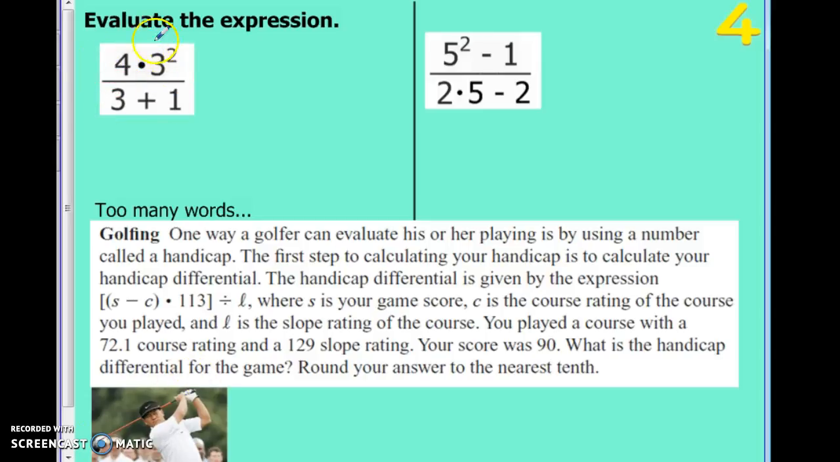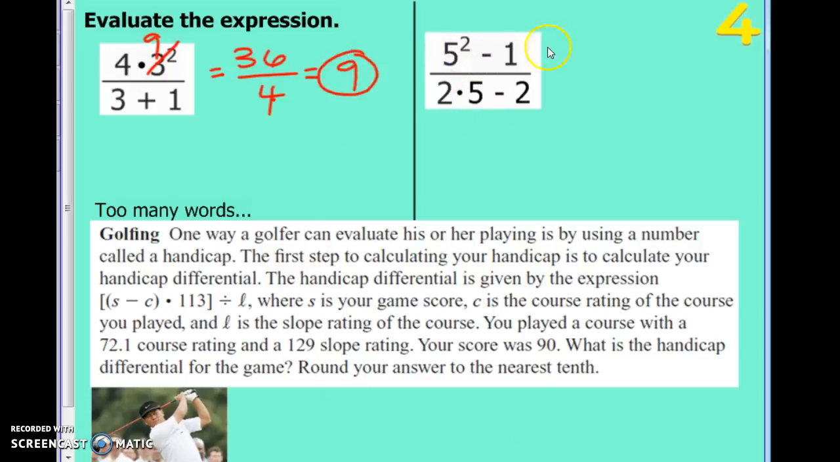So simplifying the top first, order of operations, we're going to do our exponent first. 3 squared, or 3 times 3, is really just 9. So on the top we have 4 times 9, which is 36. On the bottom, 3 plus 1 is just 4. So 36 divided by 4 is 9.